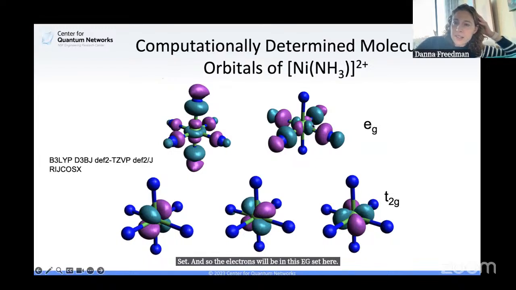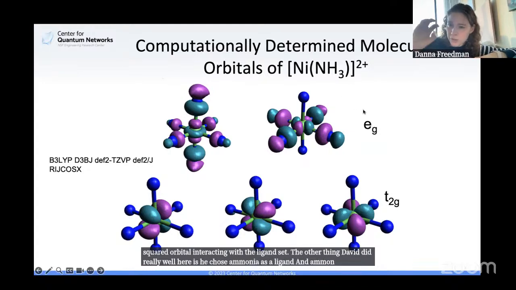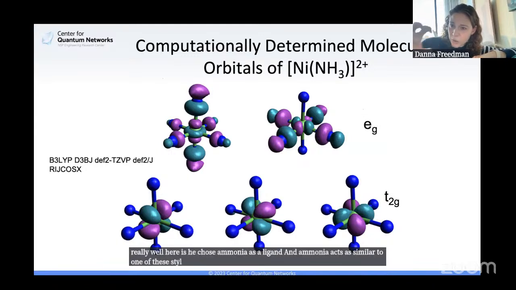And you can see that this looks exactly like what we drew by hand, right? There's some more radial nodes, which give it kind of a funky look, but you can see that we have an orbital that looks exactly like our dz squared orbital interacting with the ligand set. The other thing David did really well here is he chose ammonia as a ligand, and ammonia acts similar to one of these stylized dots that we've been using as possible.